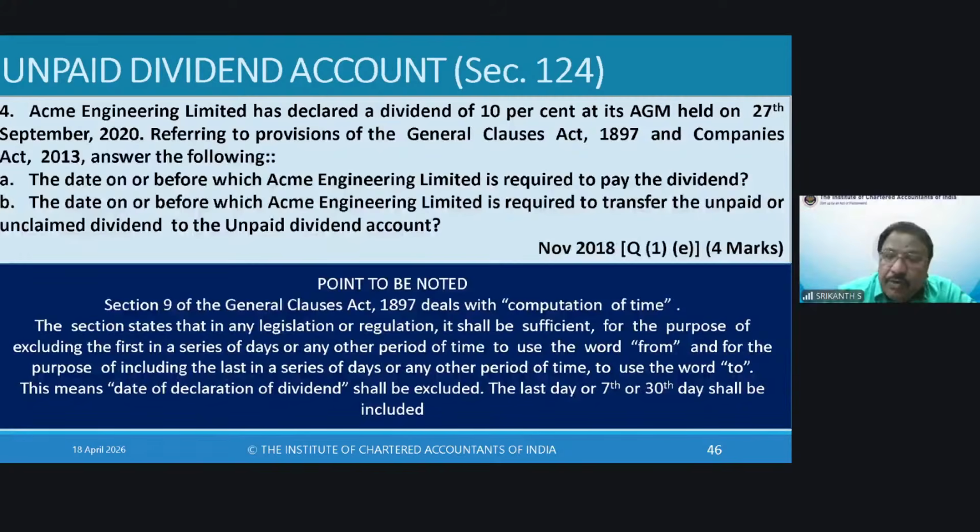Next day. And for the purpose, we will include the last in a series of days. So, within 30 days from the date of declaration, the date of declaration should be excluded.